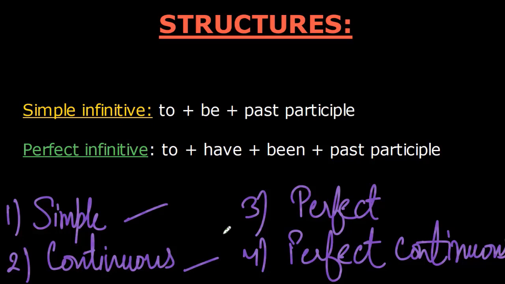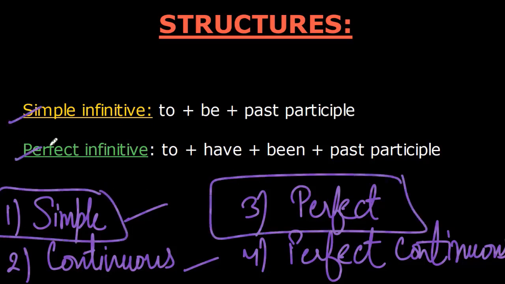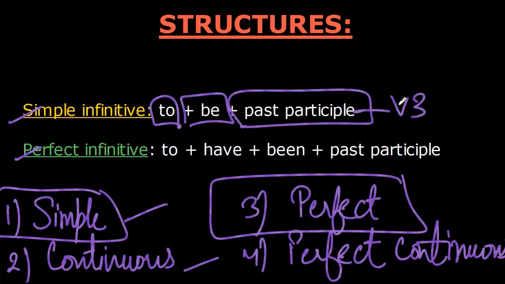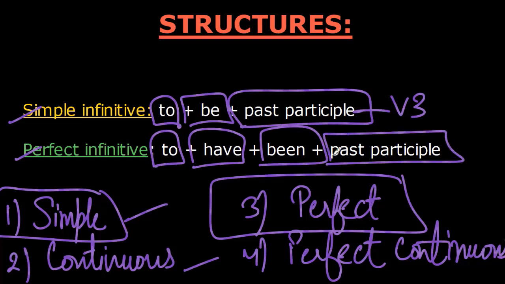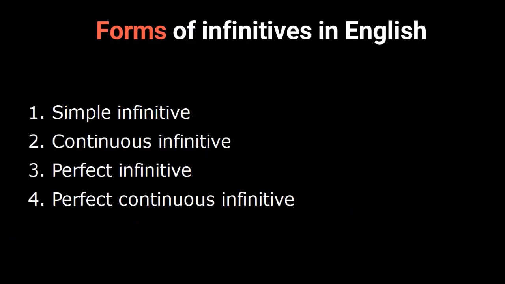No brainer, right? But all of them cannot be used in the passive voice. Only the simple infinitive and the perfect infinitive can be used in the passive voice. And here's how they look in the passive voice. Simple infinitive: to plus be plus past participle, which is the third form of a verb. Perfect infinitive in the passive voice: to plus have plus been plus past participle. Now we'll look at some examples. Again, there are four forms of infinitive: simple, continuous, perfect, and perfect continuous.